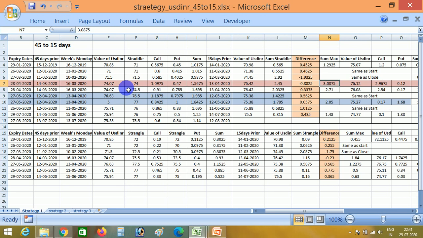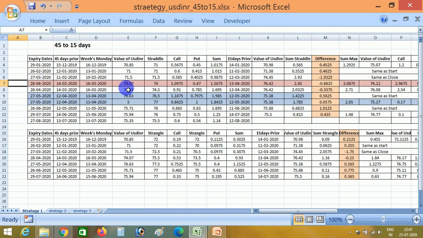We are selling a straddle, we don't want the values to reach our maximum value of the sum. Like if we are selling the straddle of 71 at 1 rupees, our break evens will be 70 to 72. Our break evens are 70 to 72. So we don't want USD INR to trade beyond that limit.